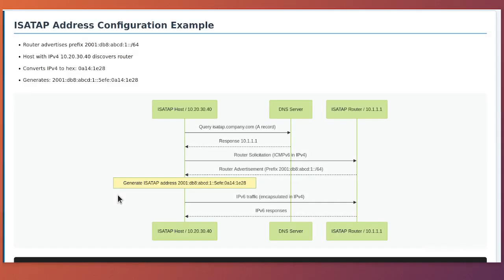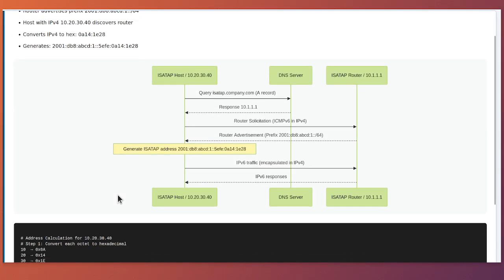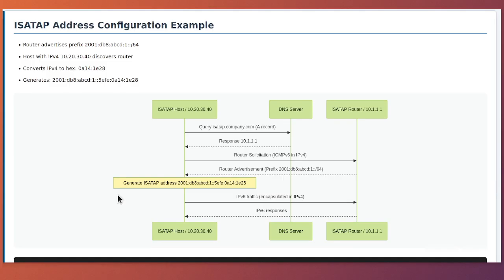ISATAP address configuration example. Let's work through a concrete example of how ISATAP addresses are configured and used. Imagine we have a corporate network with IPv4 address space 10.0.0.0/8. The network administrator wants to enable IPv6 connectivity for internal resources and has been assigned an IPv6 prefix beginning with 20 and ending with 48 from their internet service provider.